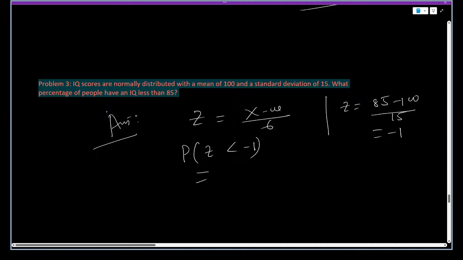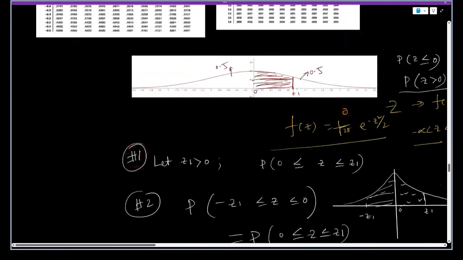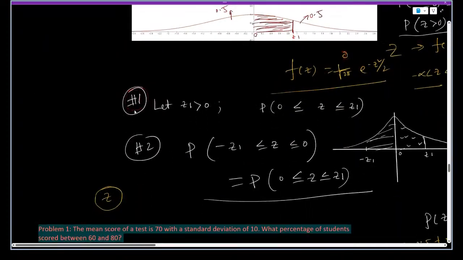Z less than minus 1 you can get directly, or using the table. If you go through the table provided by the NCERT support material, Z less than minus 1, minus 1 is where? Just check. This is minus 1. Here it is given directly. It is 0.1587. Can you see that? It is 0.1587.